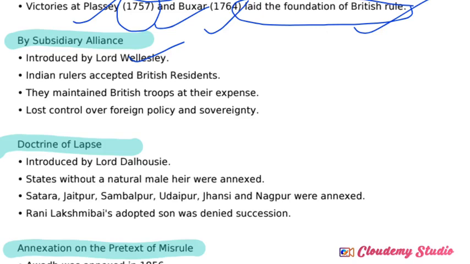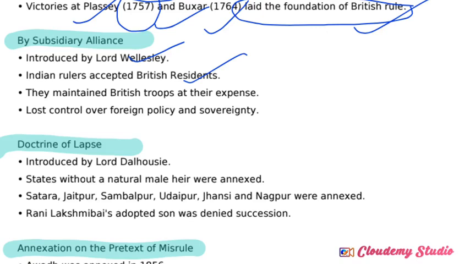So what about the terms and conditions of the subsidiary alliances? Indian rulers accepted the British residents. Indian rulers should have the British residents in their royal courts, meaning they must serve the British residents at that time. That's one of the first terms of the subsidiary alliances.